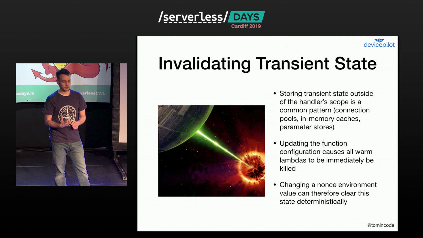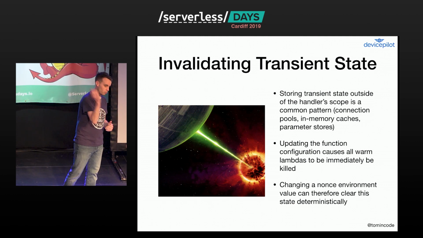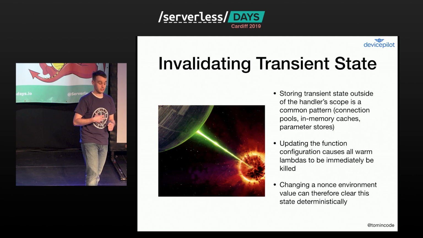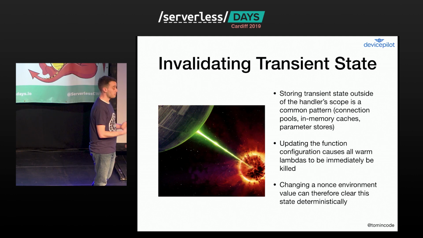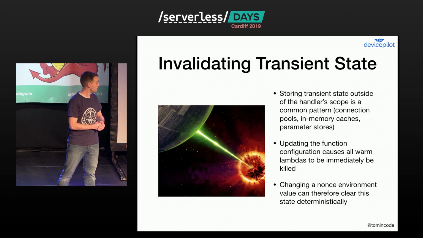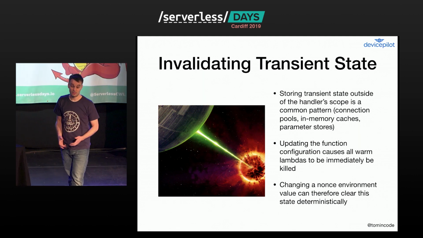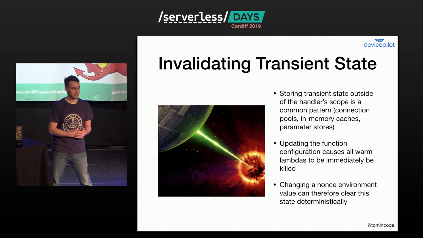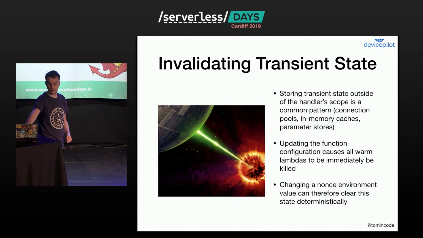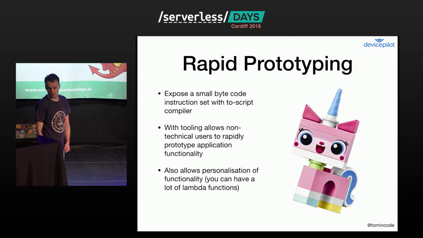Updating a function's configuration causes all of those warm Lambdas to be killed and forces all future invocations to work on a new initialization. And what's fun about that is that means that you can now deterministically kill transient state by having an environment variable. We just set it to the current time, which you update every time you need to wipe the slate clean. Wow.